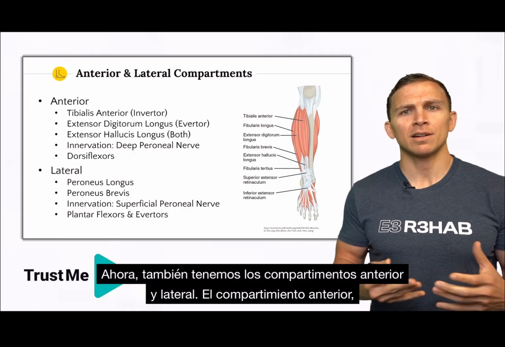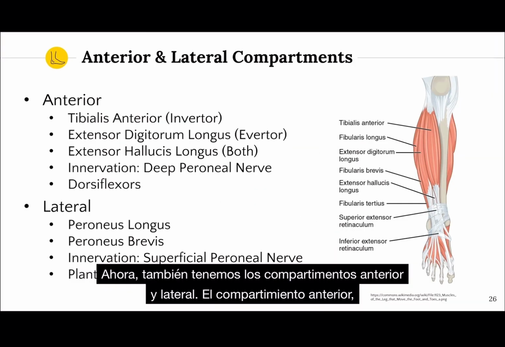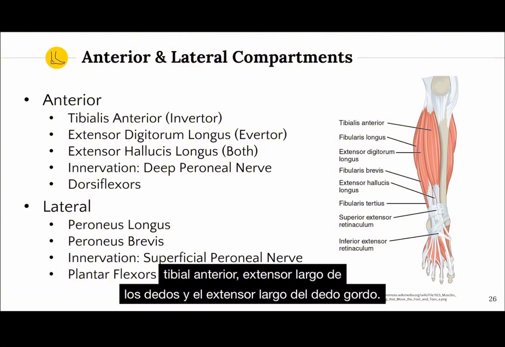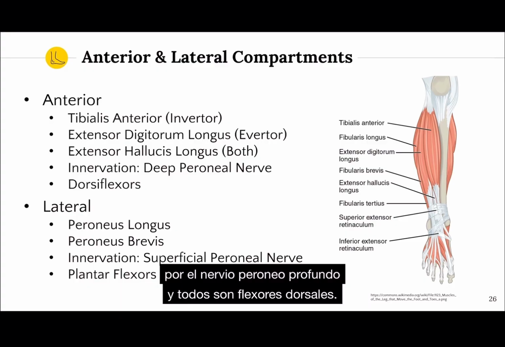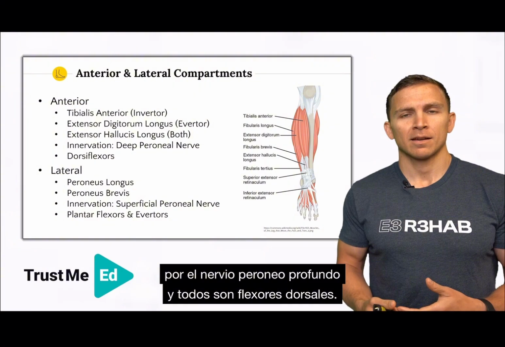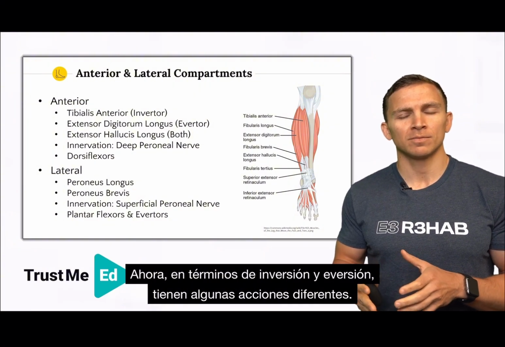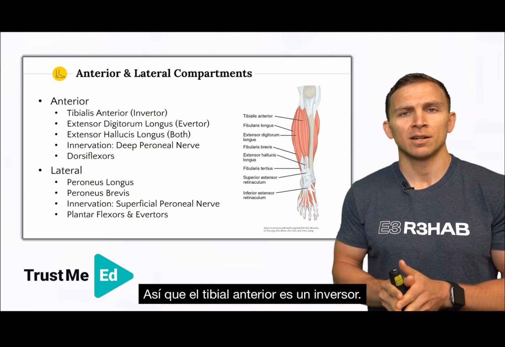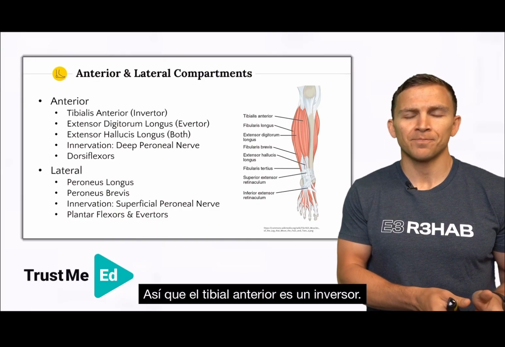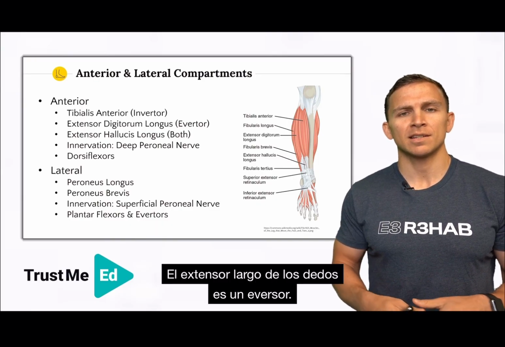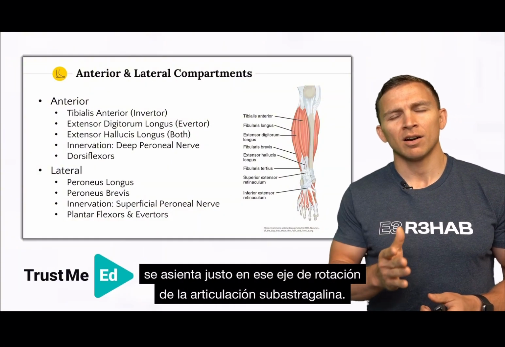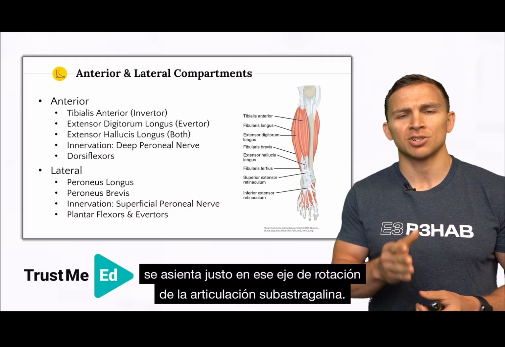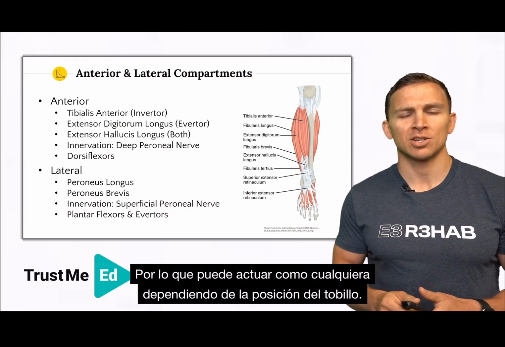Now we also have the anterior and lateral compartments. The anterior compartment, tibialis anterior, extensor digitorum longus, and the extensor hallucis longus, all of these muscles are innervated by the deep peroneal nerve, and they're all dorsiflexors. Now, in terms of inversion and eversion, they have some different actions. So the tibialis anterior is an inverter, the extensor digitorum longus is an everter, and then the extensor hallucis longus can be both because it sits right on that subtalar joint axis of rotation, so it can act as either one depending on the position of the ankle.